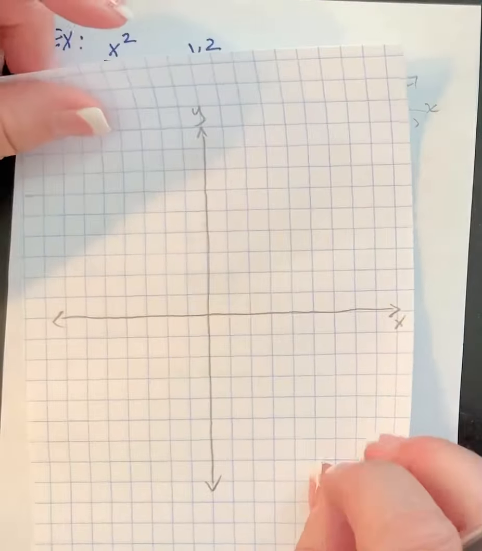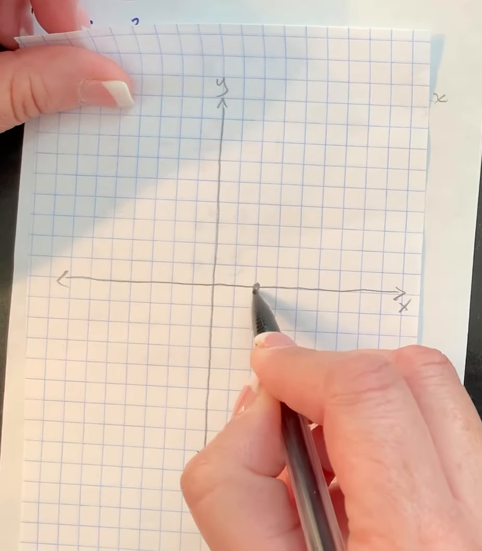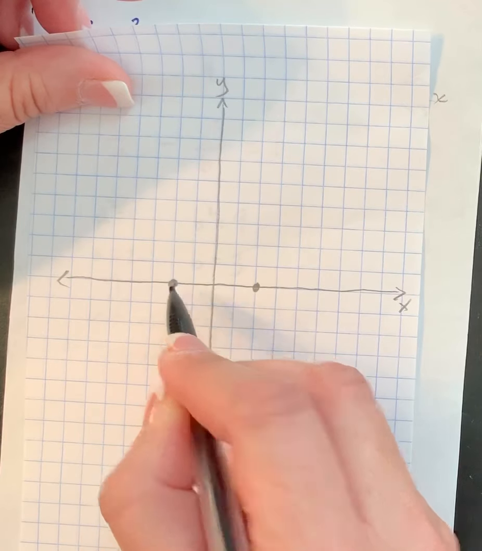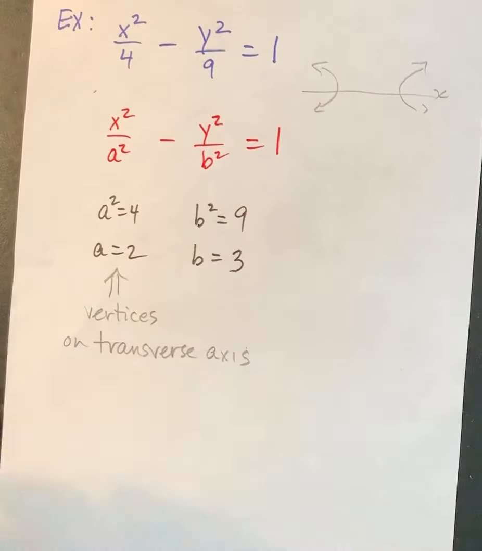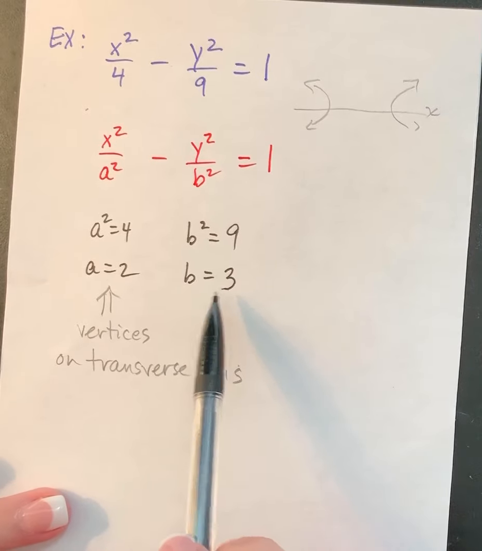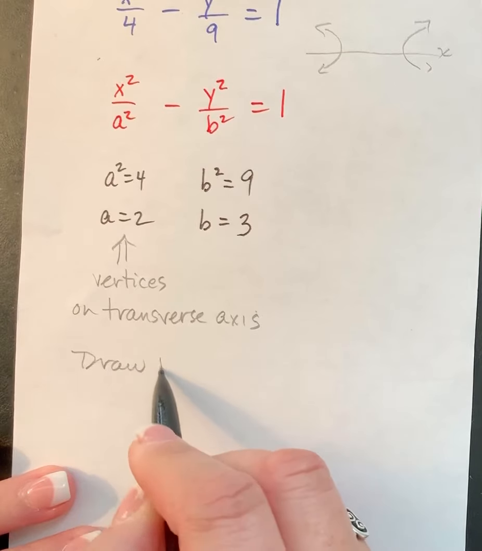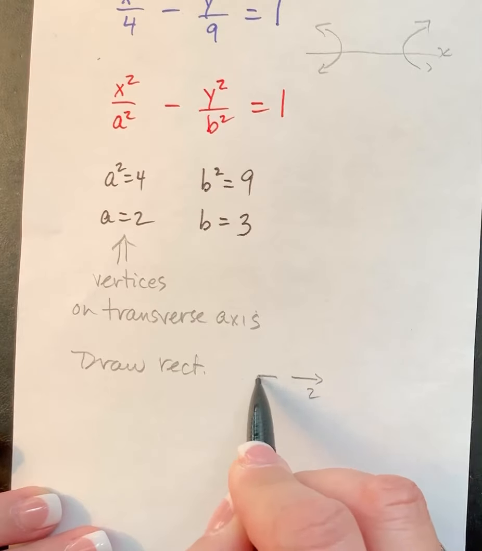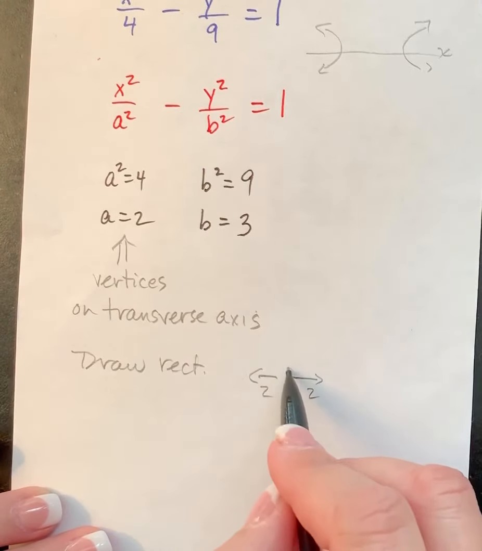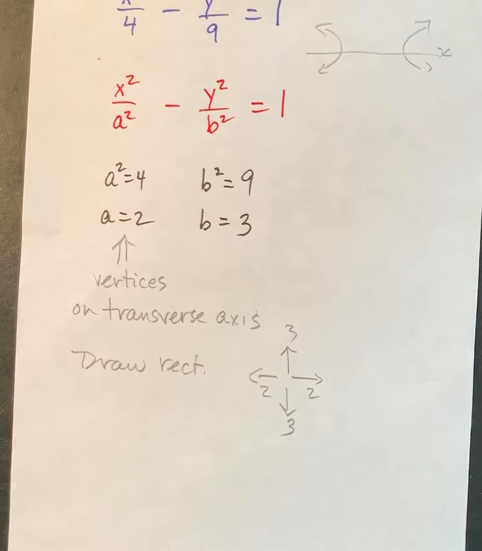So on the x-axis, since a is 2, we'll go 2 to the right, and then we'll go 2 to the left. Each one of those is a vertex. And then you use your b value. You're going to use a and b to draw a rectangle. So you're going 2 to the right, which we already did, and 2 to the left, that we already did, but then the b value is 3. So you're going to go up 3 and down 3 and draw that rectangle.